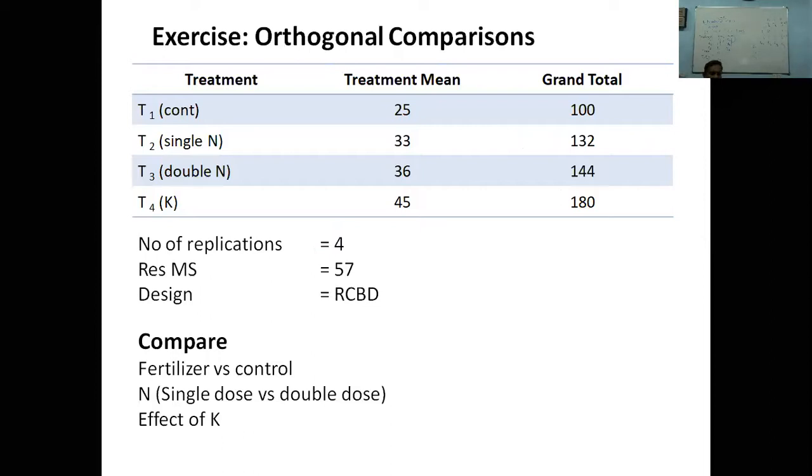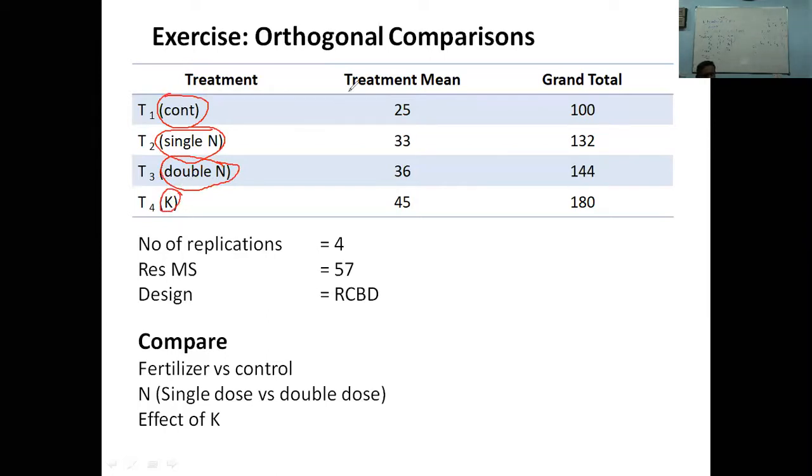How many treatments are there? T1, T2, T3, T4. Four treatments are there. What are the speciality of this treatment? Look at this treatment carefully. T1 is control. T2 is single dose of nitrogen. T3 is double dose of nitrogen. T4 is applying potassium fertilizer.